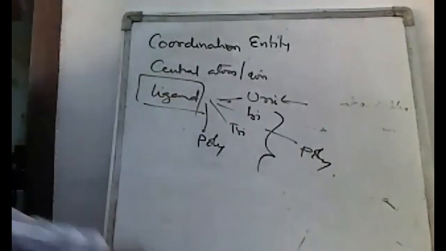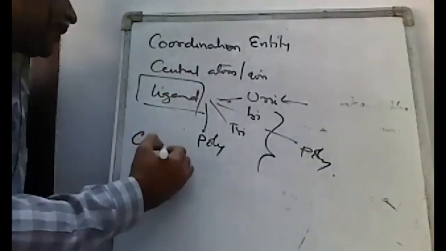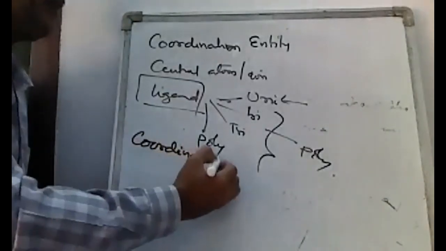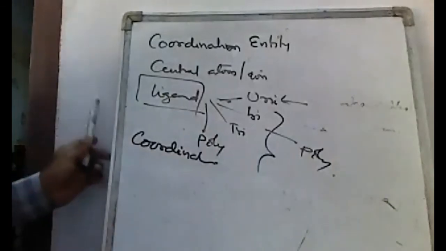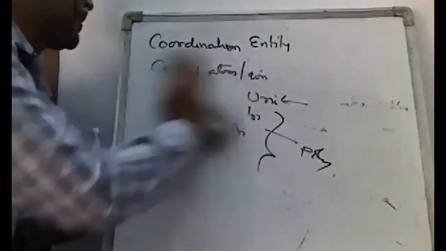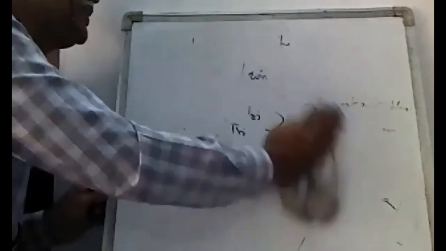Then we have seen the coordination number. The coordination number is the number of coordinate covalent bonds formed by a central atom or ion with the ligands.